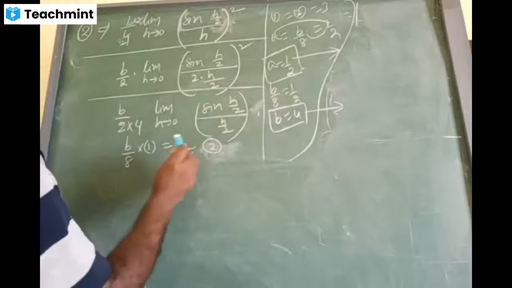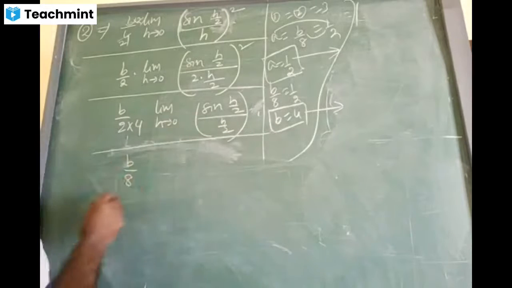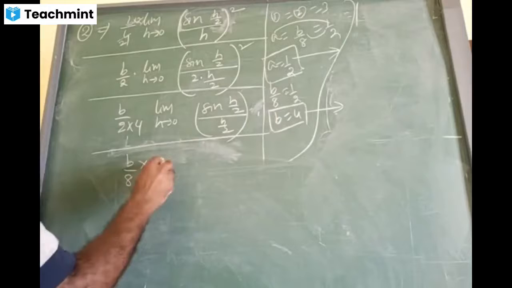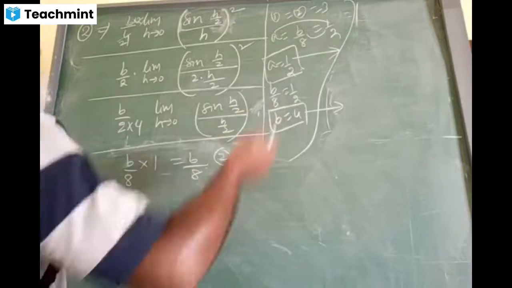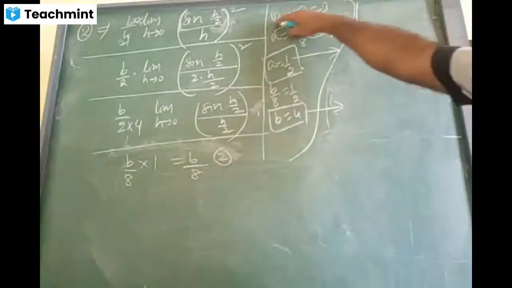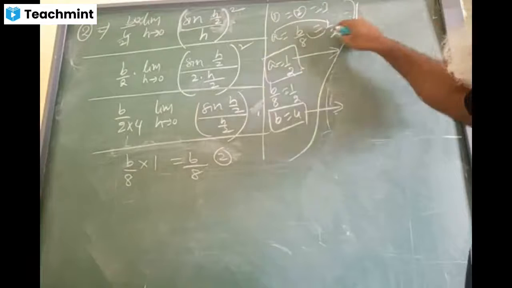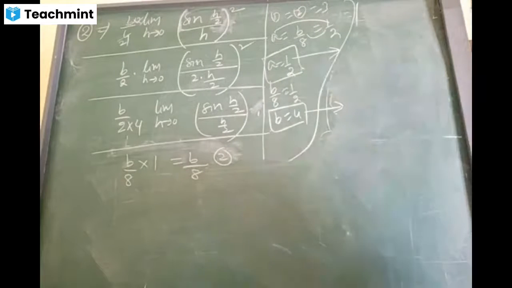That's really very interesting. This is b by 8 into 1. This is 1, so it is called b by 8. This is number 2. 1 equal to 2 equal to 3 as per the definition of our continuity. So a is 1 by 2 and b by 8 is 1 by 2. So cute. A and b are found.